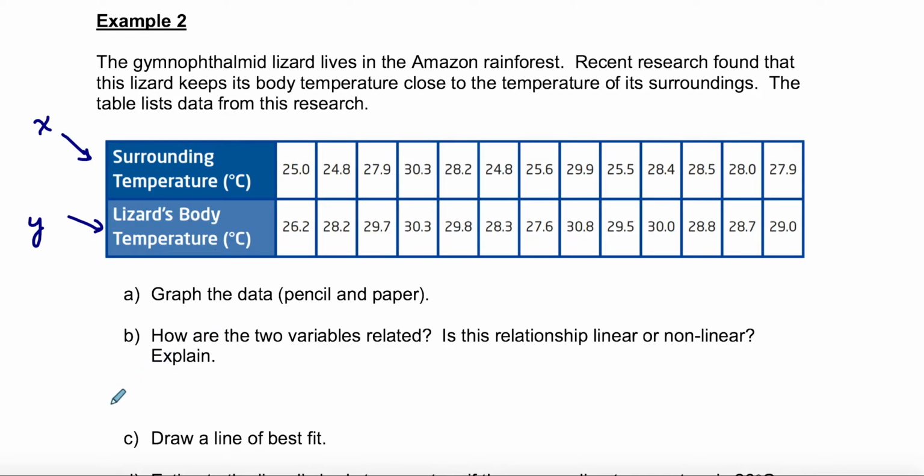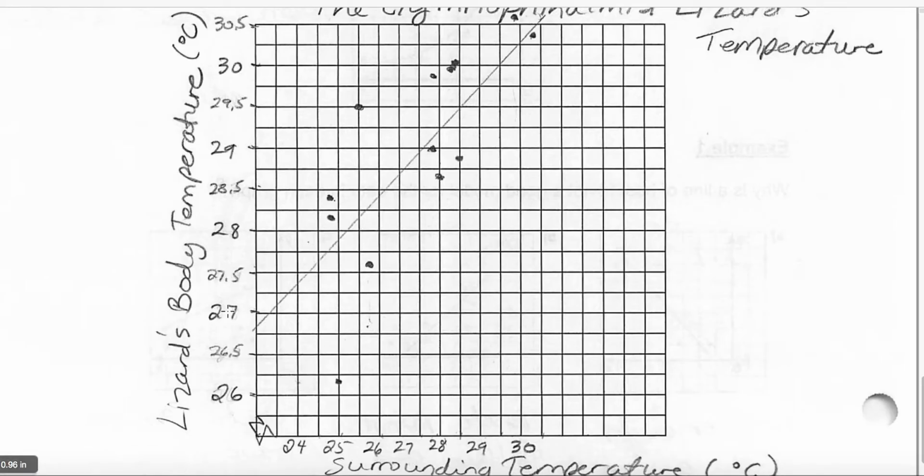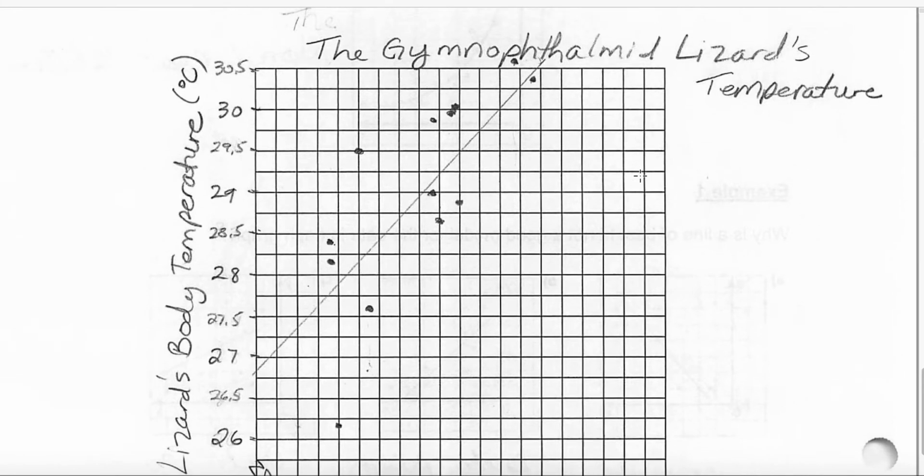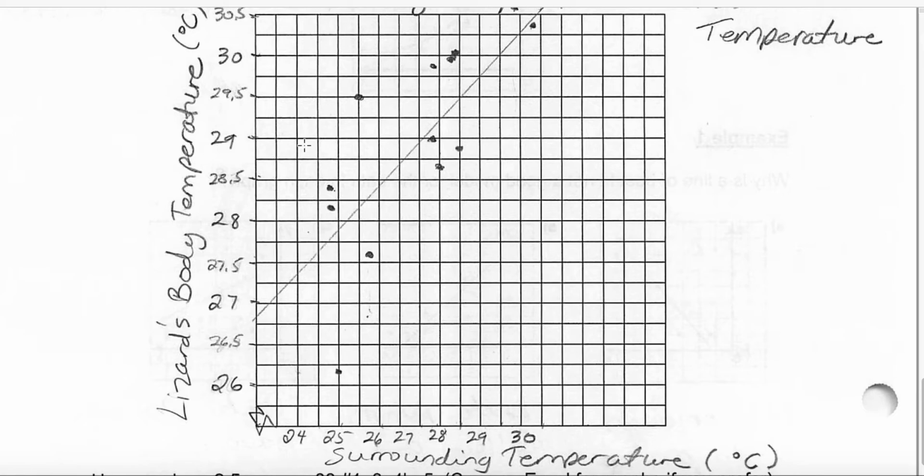So it is asking you to graph this data using pencil and paper. This could also be typed into Excel. This would be your X column of numbers and then your Y column of numbers, and Excel could graph this for you. I did do this earlier. So I have a title, and then down below I label each axis. So surrounding temperature, and I put units if I have them. They're both in degrees Celsius, and the lizard's body temperature.